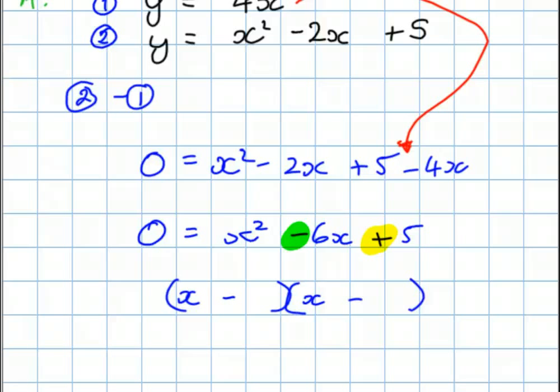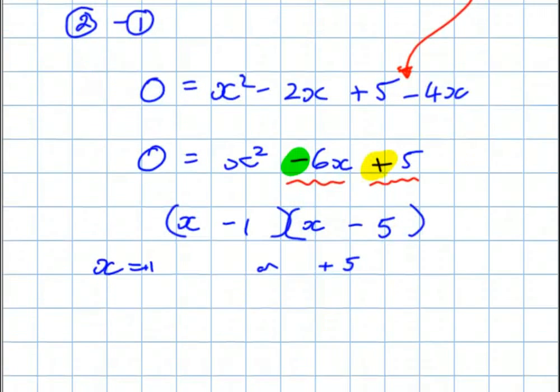Now I just want two numbers that multiply together to give me 5 and add together to give me minus 6. What could they be? Well, it's minus 1 and minus 5. So the solution of the equation is x equals 1 or plus 5. I can put the plus sign here to emphasize it's positive. I haven't quite finished. A simultaneous equation requires you to find both x and y.